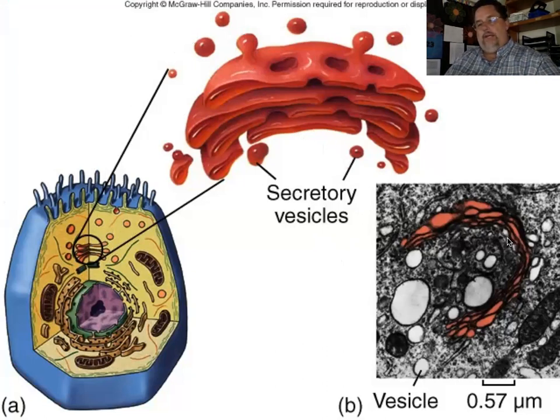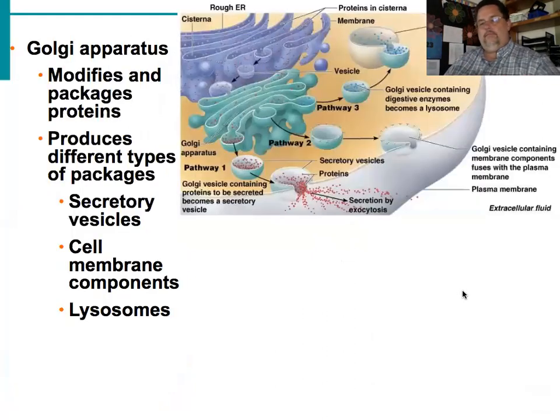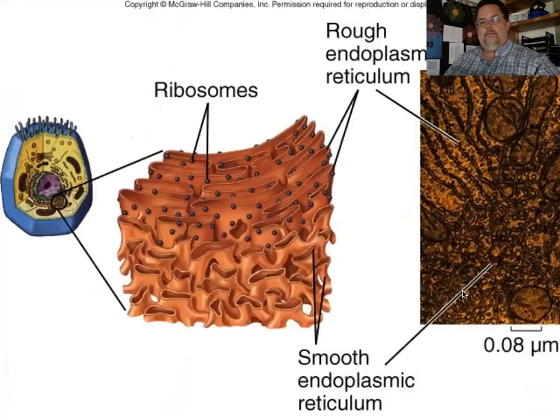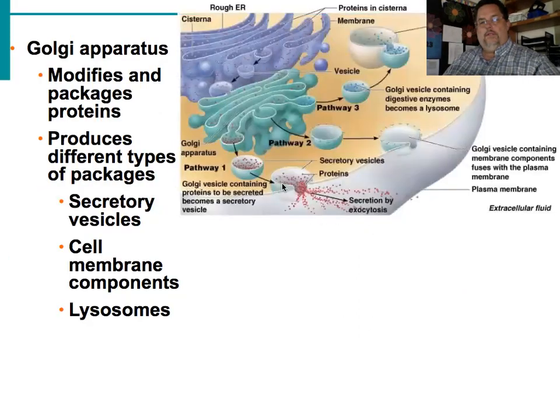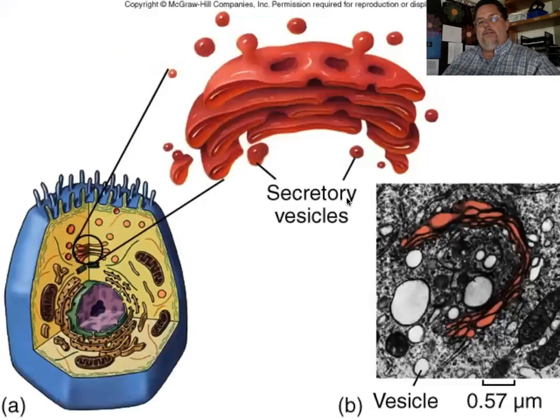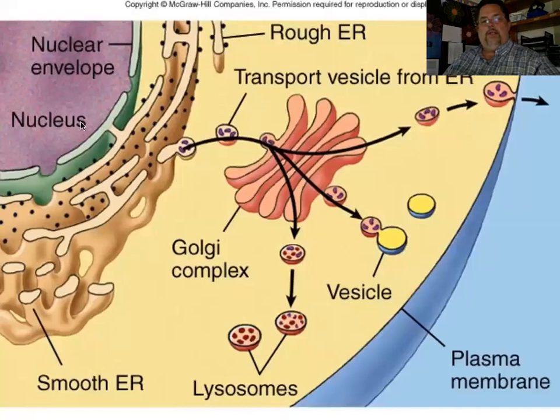Here's the actual picture of it right here. And then you can see the different vesicles. Again, those are phospholipid membranes. So you can see it coming out, being secreted. And we call that exocytosis. Here's another picture of it.